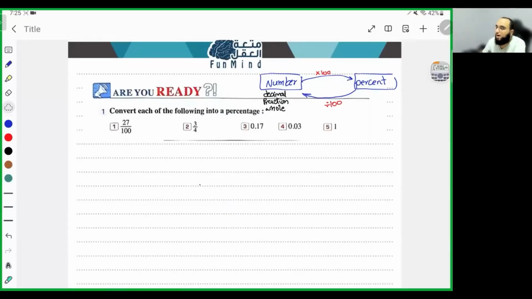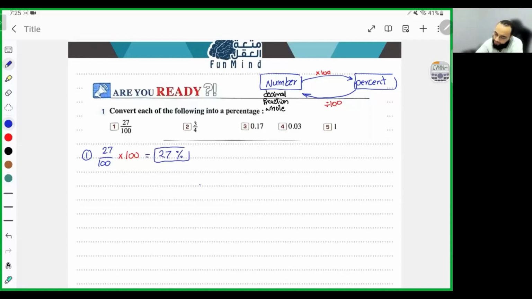Yes. Okay. Convert each of the following into a percentage. 27 over 100. It's 27%. So it's 27 over 100. How can you convert it into a percentage? By multiplying it by 100. It's 27%. That's it.